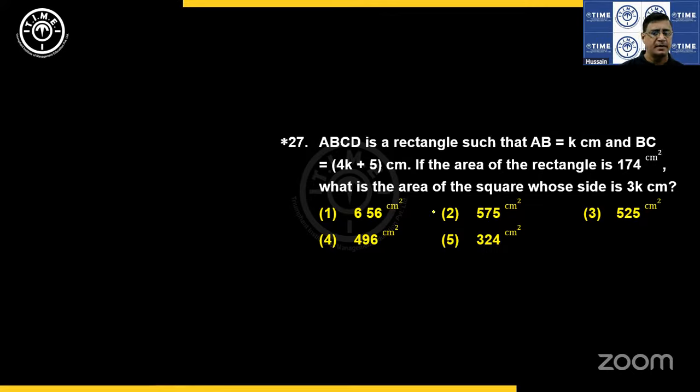Okay. Now simplify this. Sorry, AB is equal to k centimeter. BC is equal to 4k plus 5. So what is the area of the rectangle? 174. Area of the rectangle means length into breadth. So k into 4k plus 5 is equal to 174.